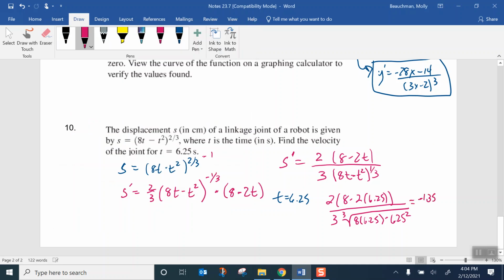And then now remember, that's a rate. That tells us the velocity, and that's centimeters per second. Negative 1.35. Let me write that a little bit better. Negative 1.35 centimeters per second.